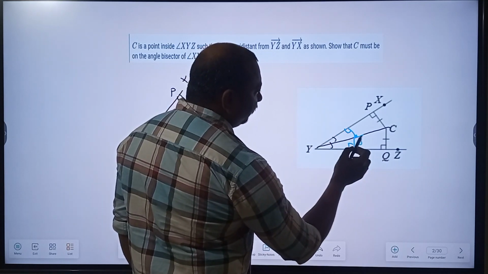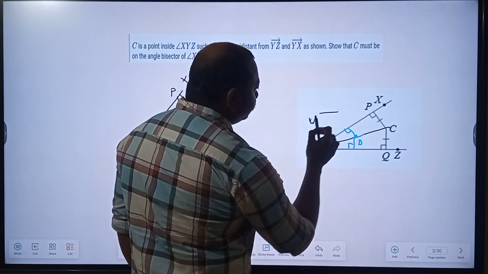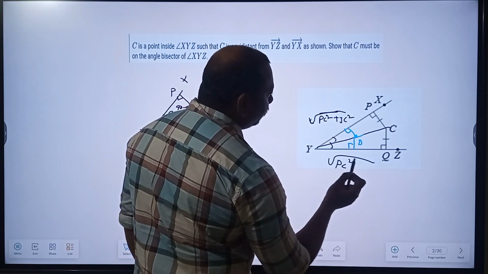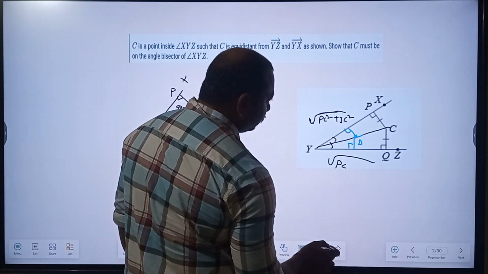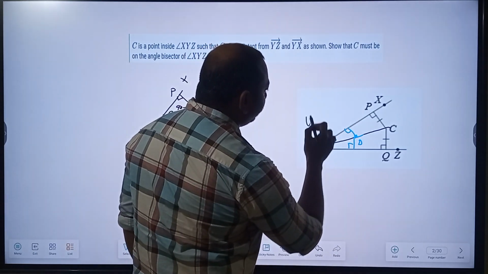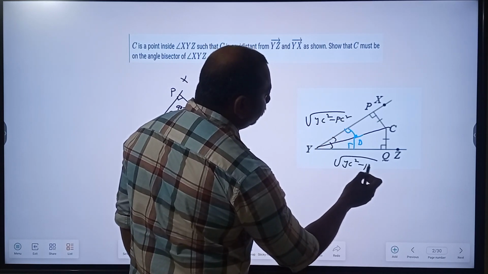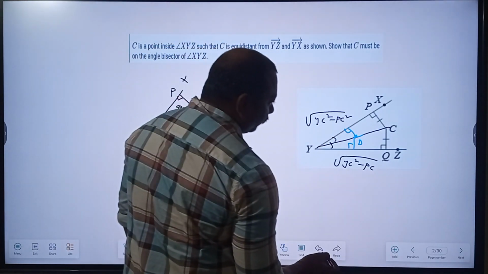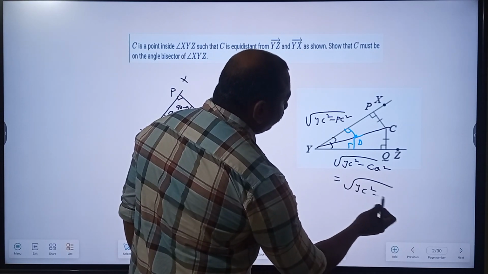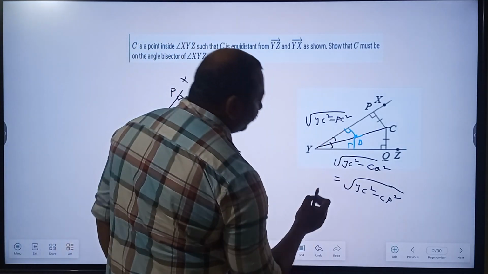So I am letting this value equal to square root of PC square plus YC square. This is also square root of PC square... hypotenuse, right? Square root of YC square minus PC square. This is also square root of YC square minus CQ square. Both are same only. So this is equal to square root of YC square minus CP square. Both are same only. And from SAS.